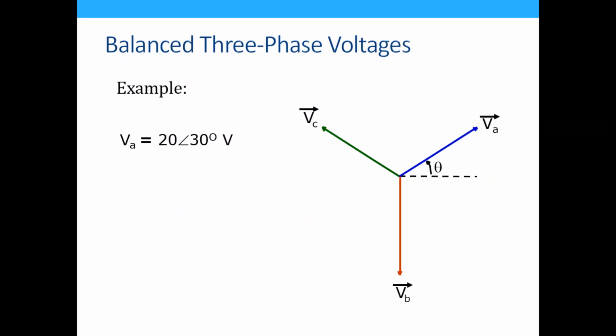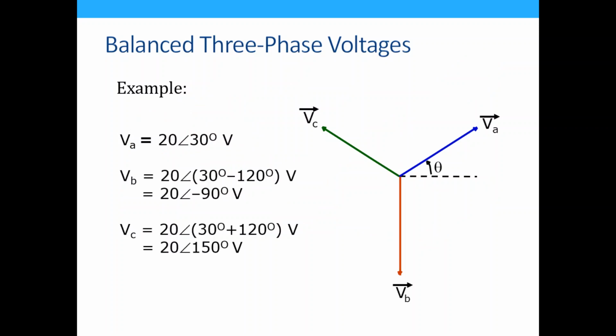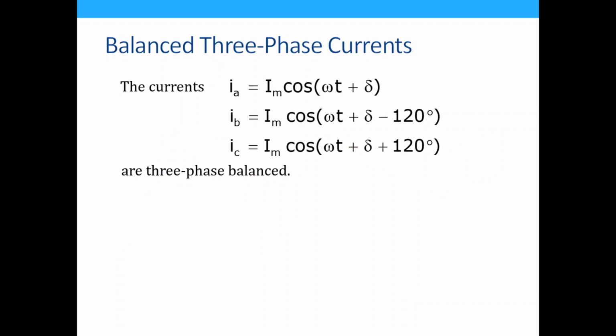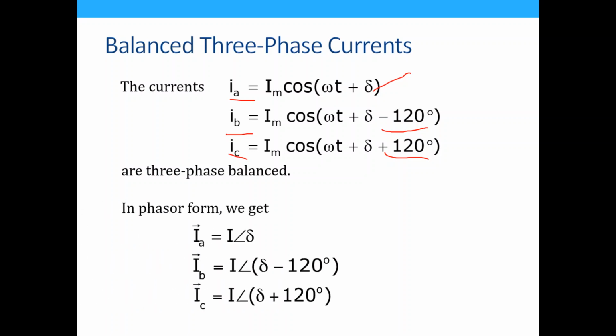For example, if VA is 20 angle 30, then VB is just reduce 120 from the angle of A, you get 20 angle negative 90. And for VC, you just add 120 degrees to phase A, you'll get 20 angle 150 degrees. Arising from your balanced three-phase voltages, you actually have balanced three-phase currents. So if you have a current that has a phase delta, from phase A, phase B is 120 degrees lagging from phase A, and phase C is 120 degrees leading phase A. And these are three-phase balanced.